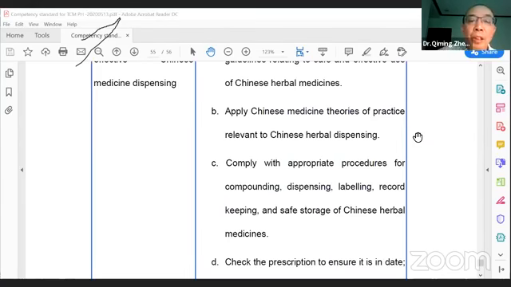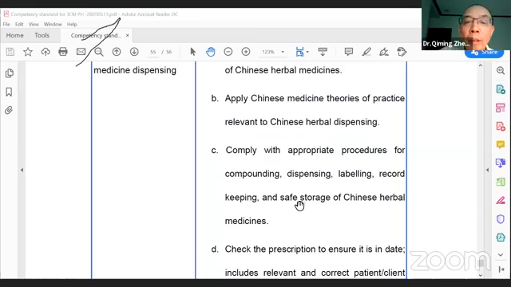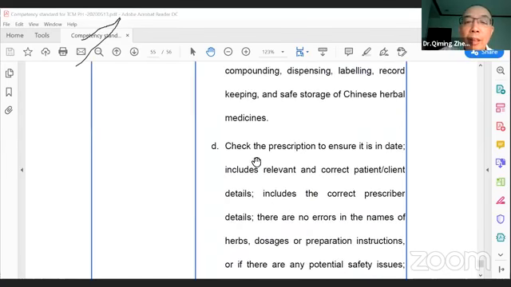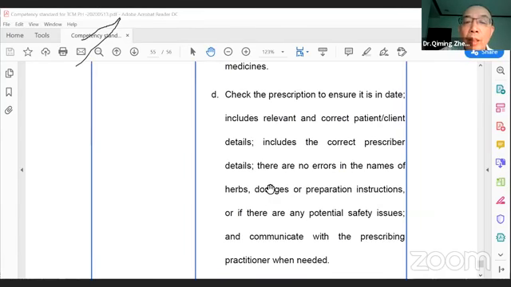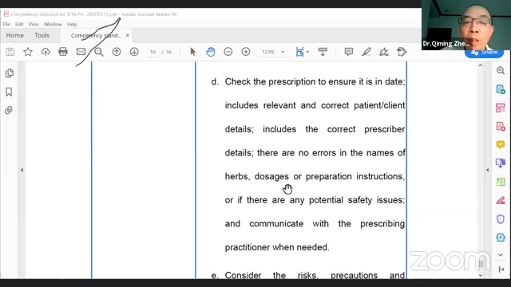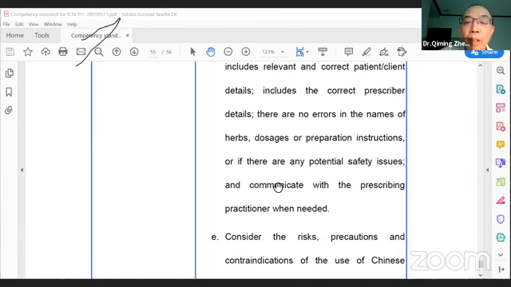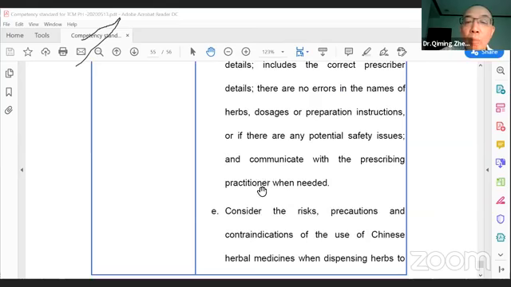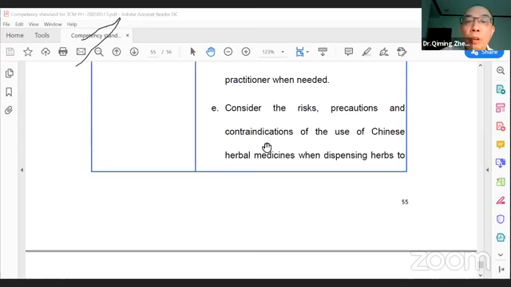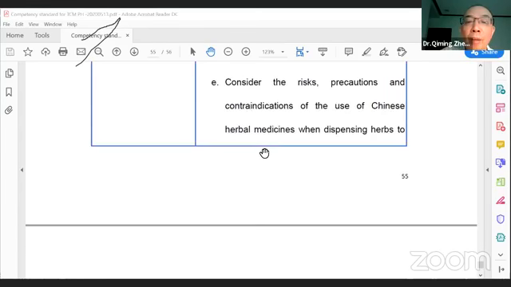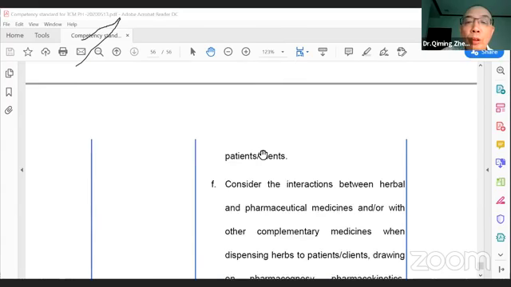There are many fixes. So complying with the appropriate procedures for compounding, dispensing, labeling, record keeping, and safe storage of Chinese herbal medicine. And check the prescription to ensure it is in date, includes the relevant and correct patient's, client's details, includes the correct prescriber details. There are no errors in the name of the herbs, dosage, and preparation instruction, or if there are any potential safety issues, and communicate with the prescribing practitioner when needed. Consider the risk, precaution, and contraindication of the use of Chinese herbal medicine when dispensing herbs to patients and clients.